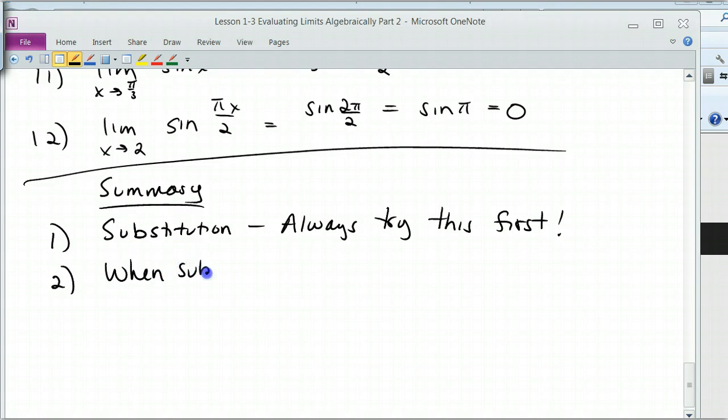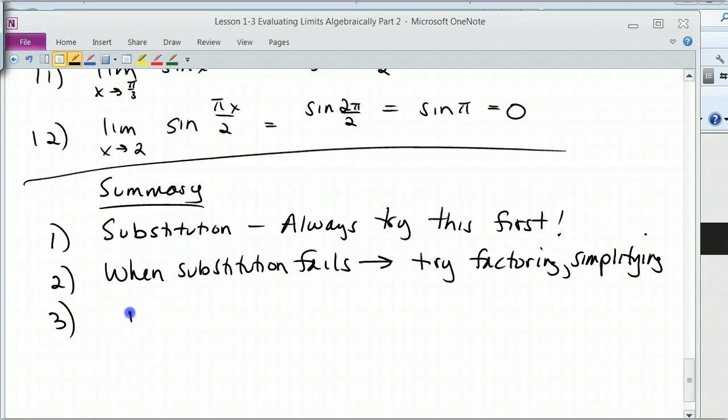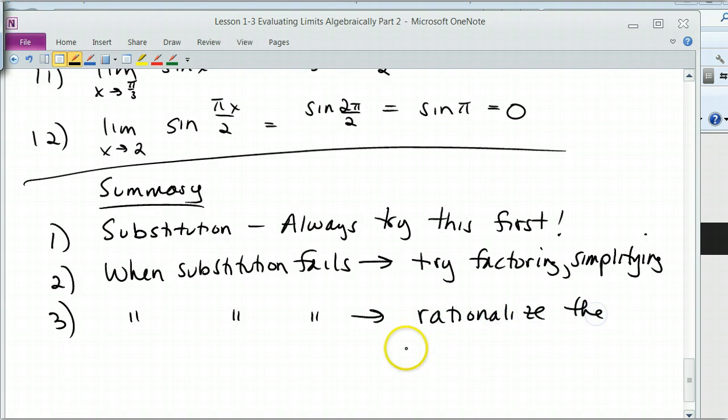Number 2, when substitution fails, try factoring, and then simplifying. Number 3, when substitution fails, rationalize the numerator or denominator. That's by using the conjugate.